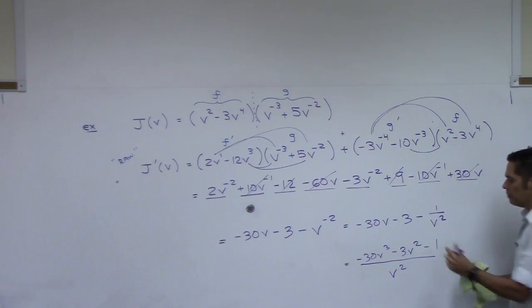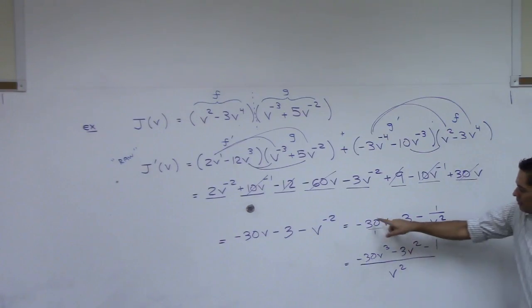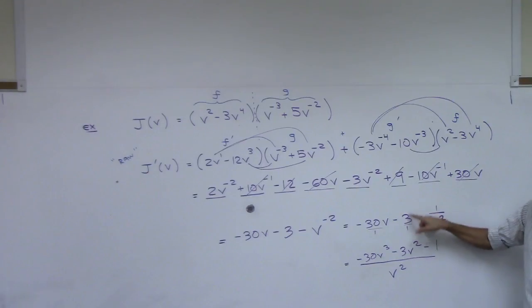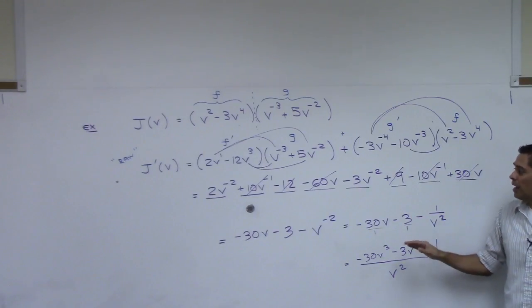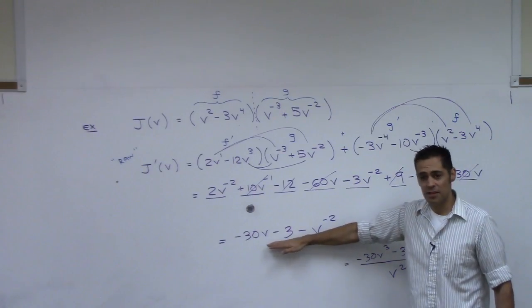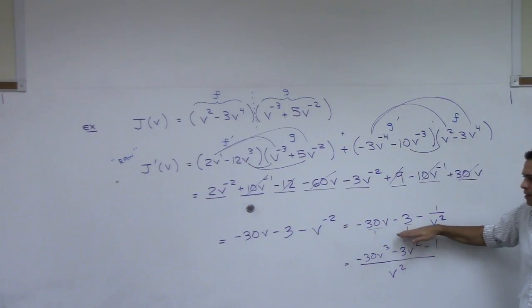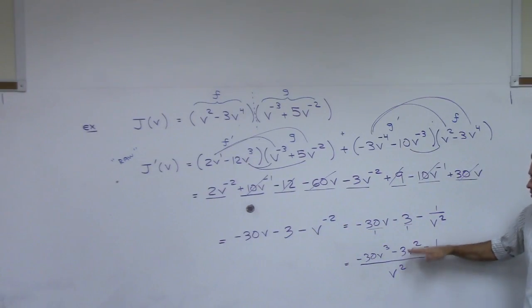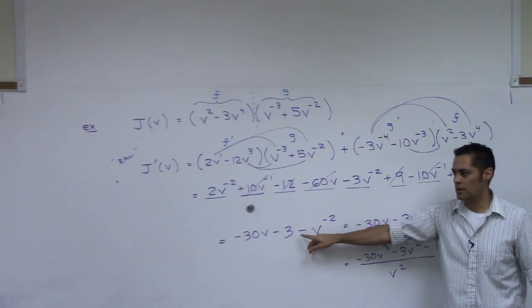I did it in my head, but I did this over 1, and then I multiplied V squared top and bottom here, V squared top and bottom here, and then put them all together. If we were going to have to set this equal to 0, right? If I had to set this equal to 0, which you will have to do later, then I'd probably want to go to this and then go to this and work with this set equal to 0 instead of this.